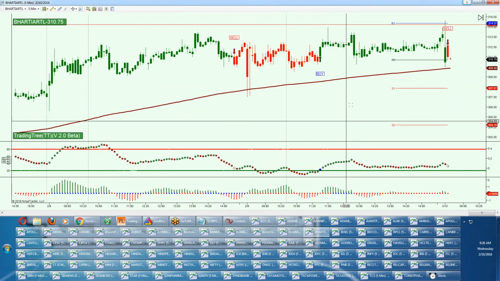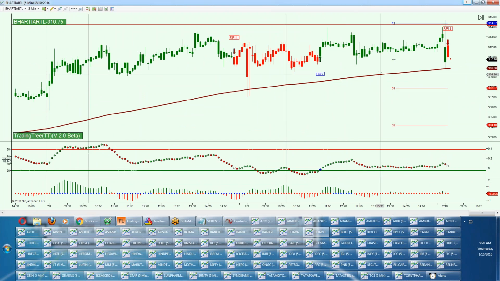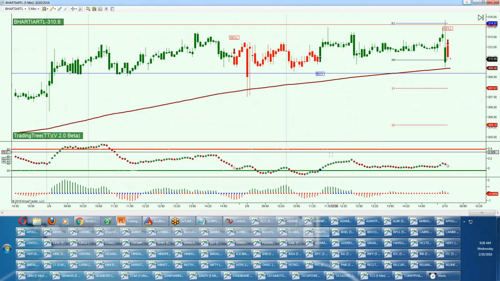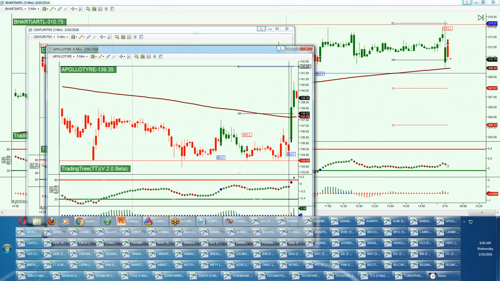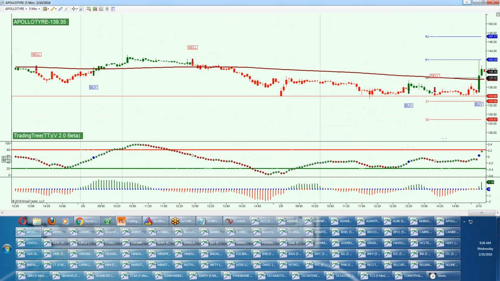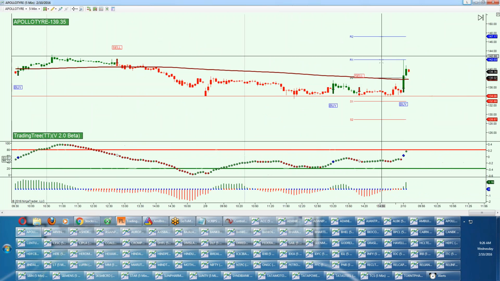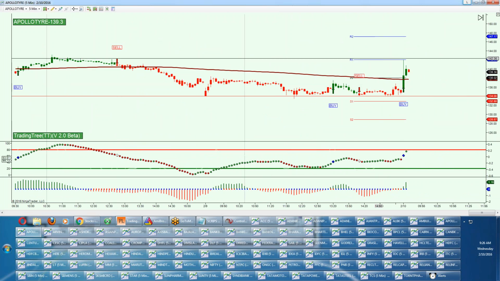At Airtel, we have a short here. Let's short it below this. The brown line is here, very strong support. So that's Apollo Tyres. We have it on news, so you can buy it above this R1.